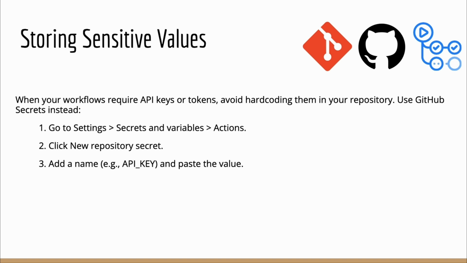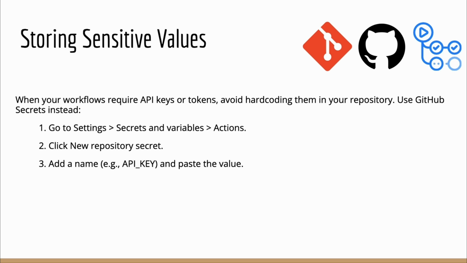When your workflows require API keys, tokens, passwords, anything like that, you should never hard code them into your repository. Never. You should use a GitHub secret instead. If you want to add a secret to your repository, you go to settings and then to secrets and variables. And if you're going to use it in a GitHub action, you'll go to actions.